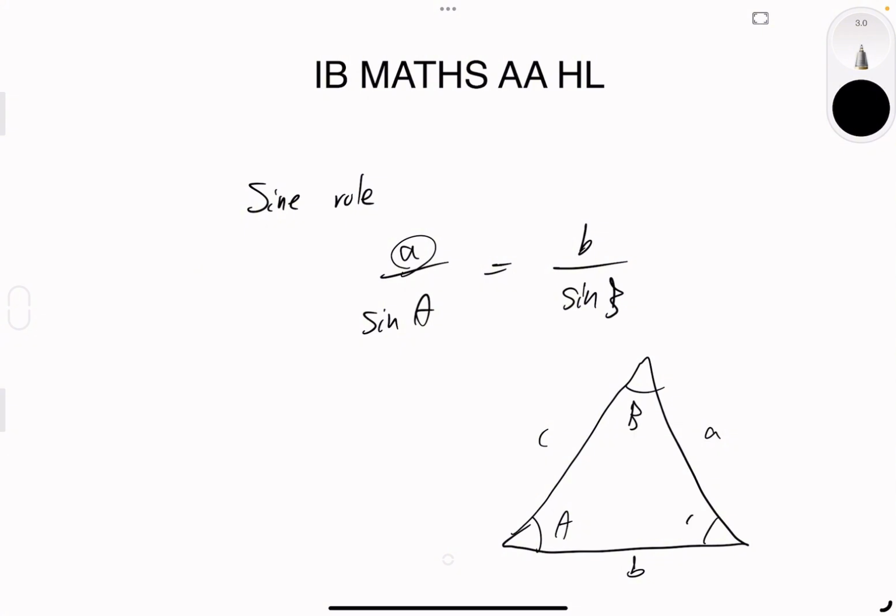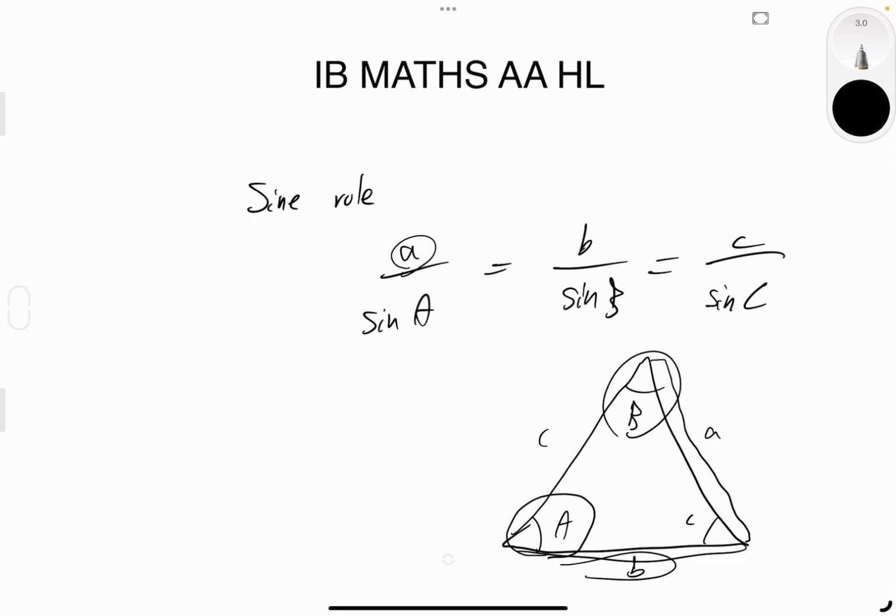So you can see that here A and capital A are opposite to each other, and same for the other letters. Actually, let me rewrite this sine rule. It goes all the way to C. It works for every side and angle. So here, the formula says that the side A over its opposite angle is equal to the side B over the angle B.